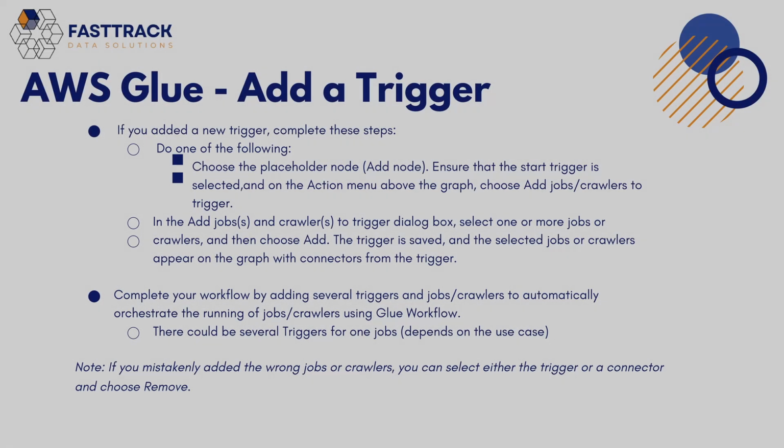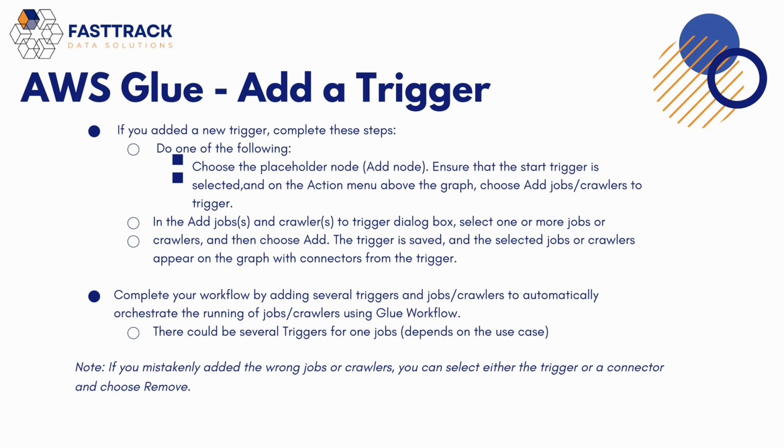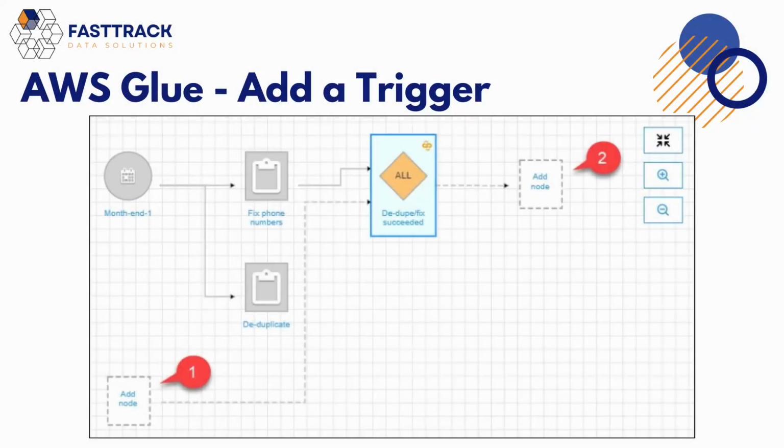If you added a new trigger, select the Add node placeholder. Make sure the start trigger is selected, then choose Add jobs/crawlers to trigger. Select one or more jobs or crawlers, then choose Add. The trigger is saved and connected to the selected jobs or crawlers on the graph. Build the full workflow by adding multiple triggers and jobs/crawlers to automate orchestration. A single job can have multiple triggers, depending on the use case. If you add the wrong job or crawler, select the trigger or connector and choose Remove. Here you can see the trigger created, and you can add more nodes depending on your use case.